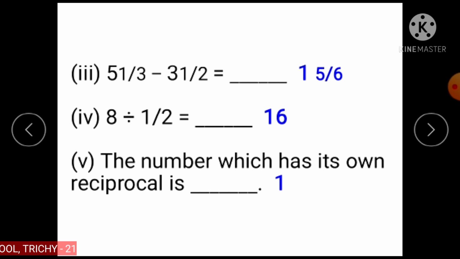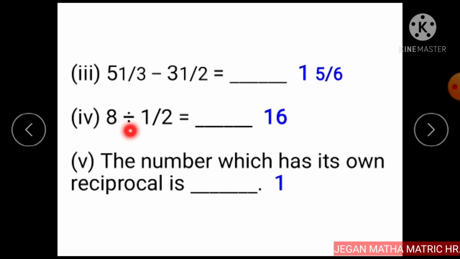Subdivision 4. 8 is divided by 1 by 2 equal to dash. In division of fractions, we take the reciprocal of the second fraction 1 by 2. The reciprocal of 1 by 2 is 2 by 1. Now we multiply 8 and 2 by 1, we get 16 is the answer.